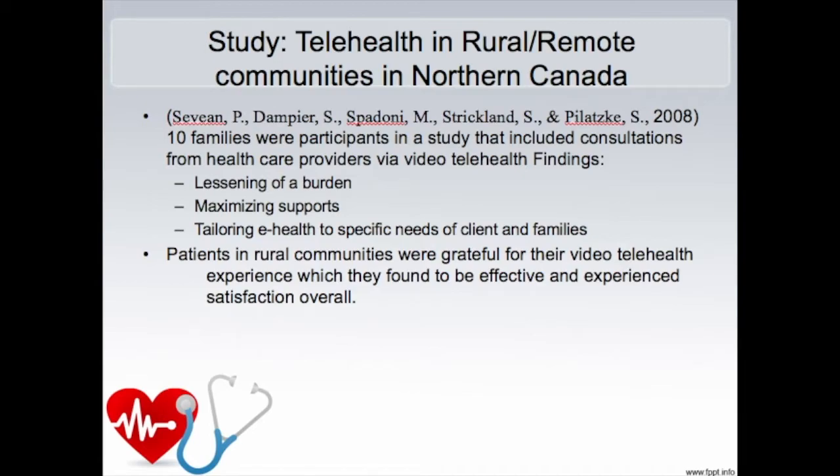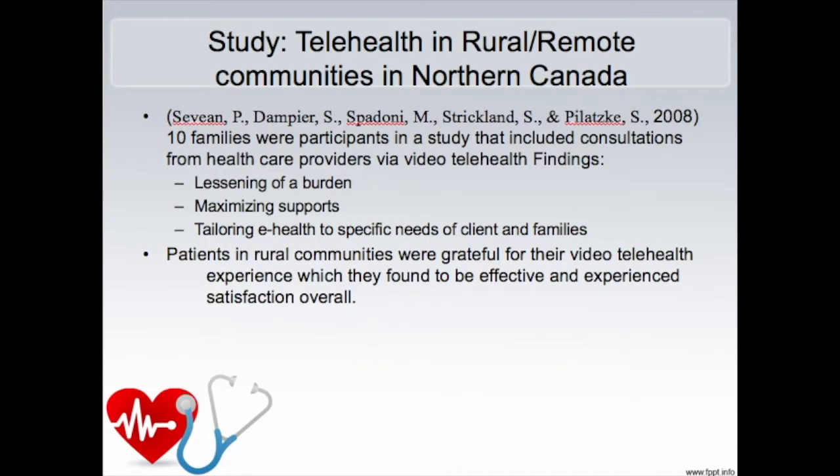Participants were able to maximize their supports. They were able to feel a sense of familiarity from being at home and in their home community, and were able to have family and friends present with them during appointments. Participants were also able to be interviewed by the same healthcare providers over a continued period of time. This allowed for strong continuity of care from the healthcare team.